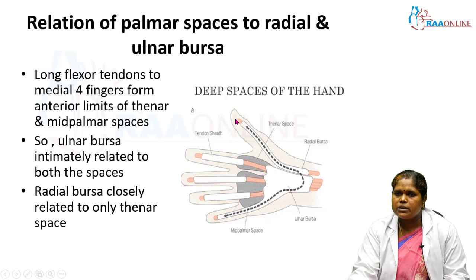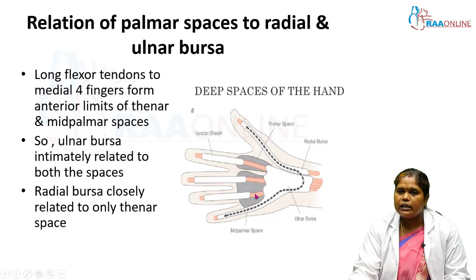But the radial bursa, which is a synovial sheath covering the flexor pollicis longus tendon, is related only to the thenar space. But the ulnar bursa is related to both the spaces. What is the relation of the ulnar bursa and radial bursa to show that relation here?